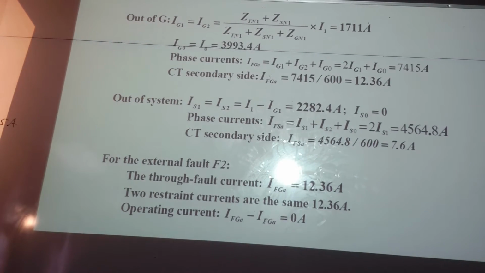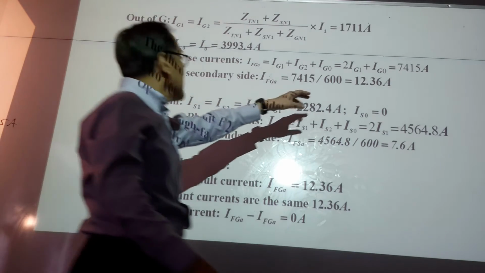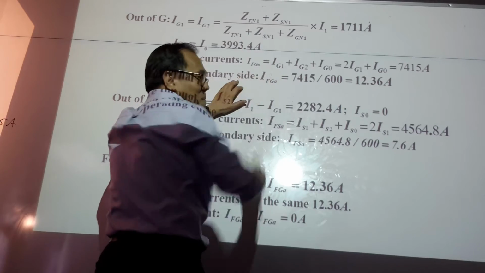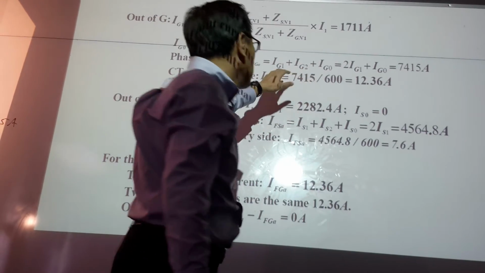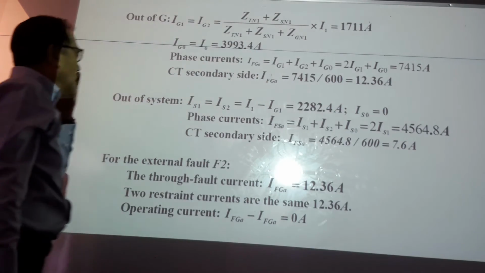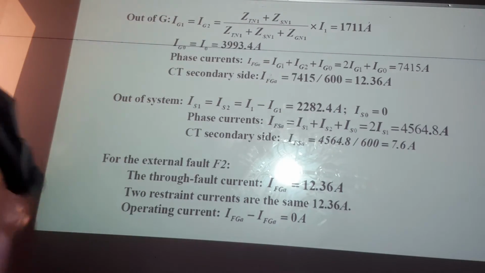And the CT ratio we already computed. Both are having 600. So you divide by 600, and this should not be the same variable. It should be called prime. But we know what Professor Wang Peng meant. He actually tried to compute the secondary side, which is 12.36. Now we compute from this side.